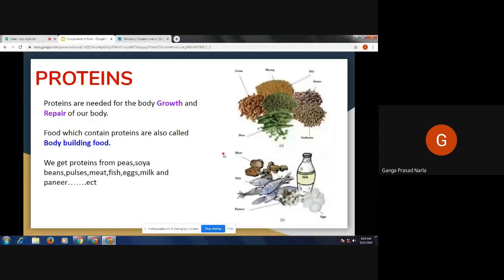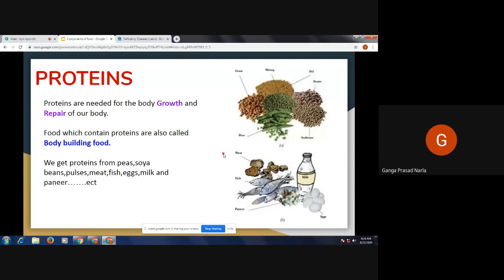For example, if you get injured, after a few days, after one month or two months, it will be cured. How does that happen? Because of proteins. Proteins repair our body parts. Is it clear, children? We already discussed how it repairs. Yes, sir, it is clear.